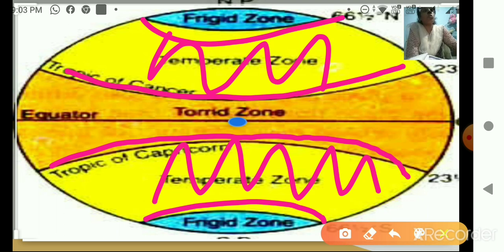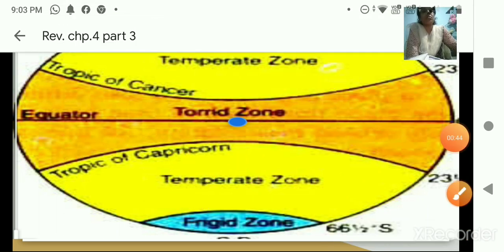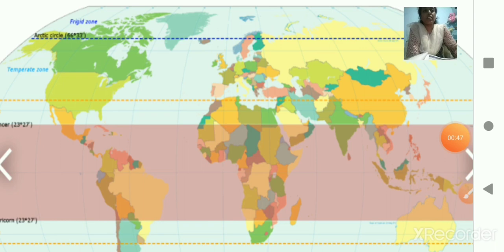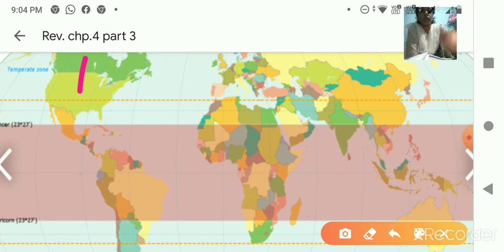Children, do you know which countries lie in this region? The countries such as United States of America, countries of Europe, northern part of India, Canada, Japan, New Zealand, etc. lie in this zone over here.